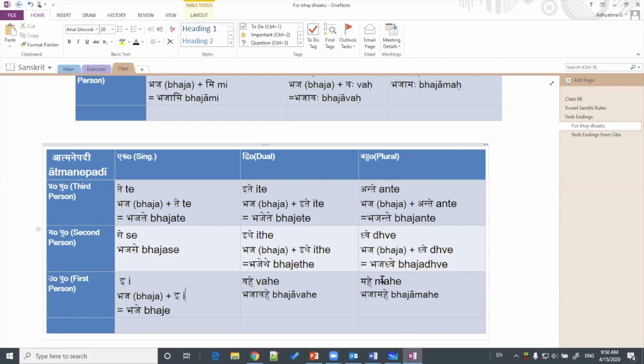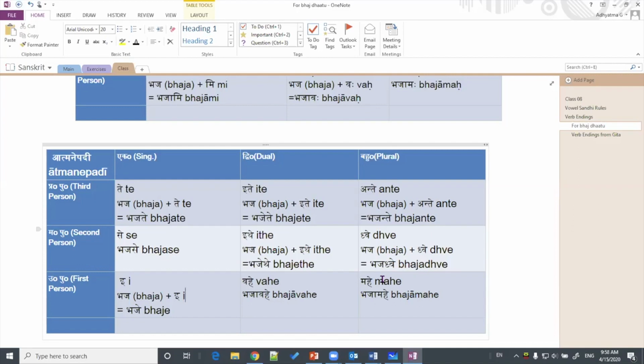Then the question is, if there are two or more sentences in a topic, can parasmaipadi be used in one sentence and atmanepadi for the same ubhayapadi verb in the next sentence? Probably this is not common to do so. It's actually not very uncommon. It is possible to do, and it is okay to do. Sometimes even in the same verse, you might find that both parasmaipadi and atmanepadi forms of the dhatu are used.